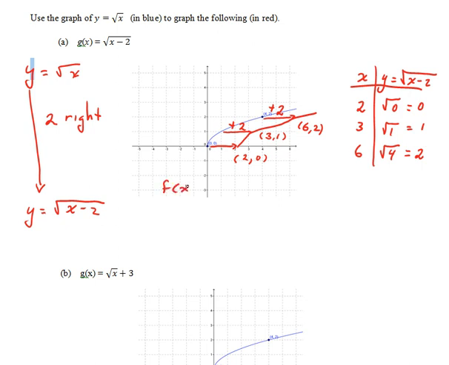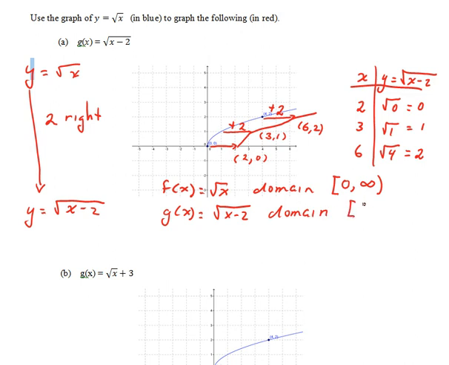Notice that if f of x is the square root of x, its domain is the half-closed interval from 0 to infinity, includes the 0. And g of x equals the square root of the quantity x minus 2 will have a different domain. Since all the points have been moved 2 to the right, its domain is the half-closed interval 2 to infinity.